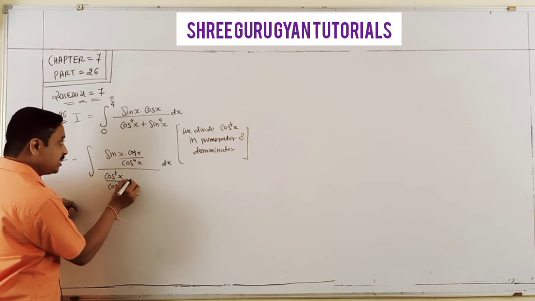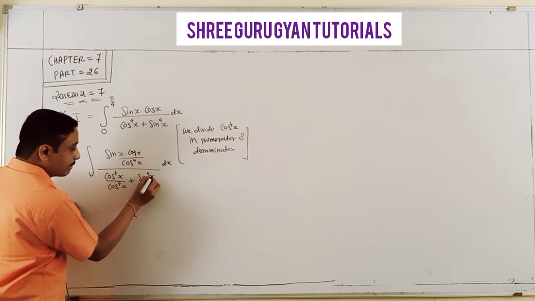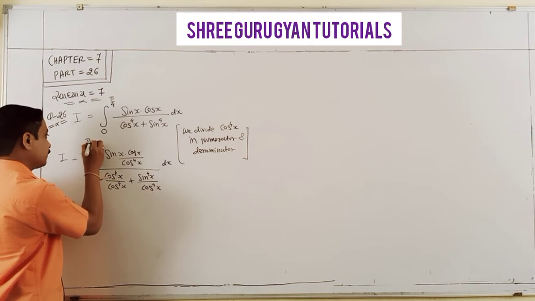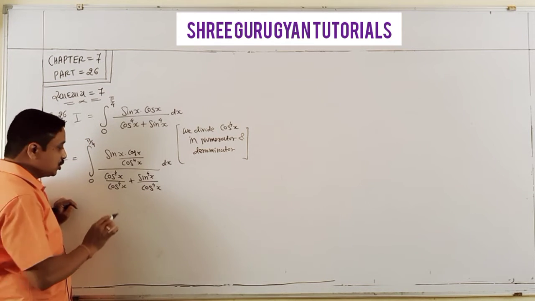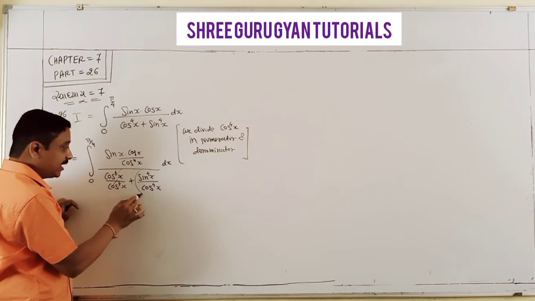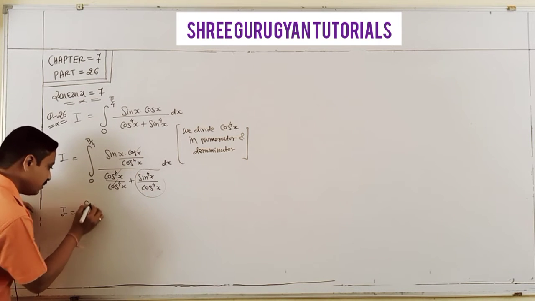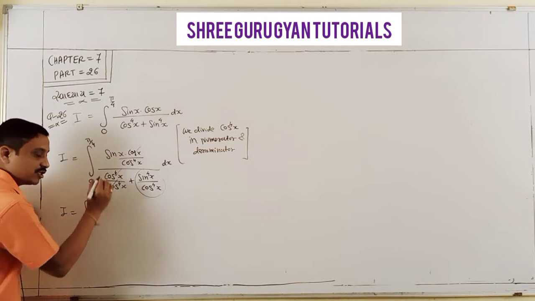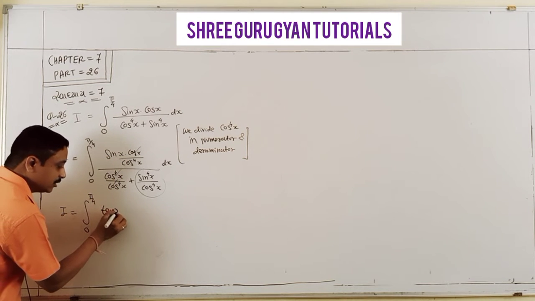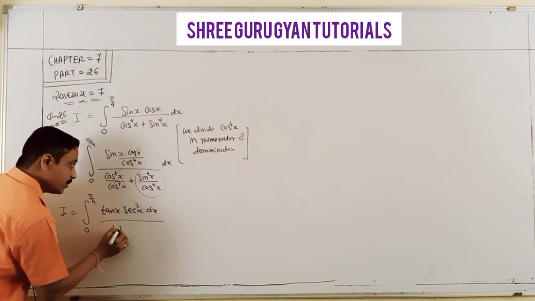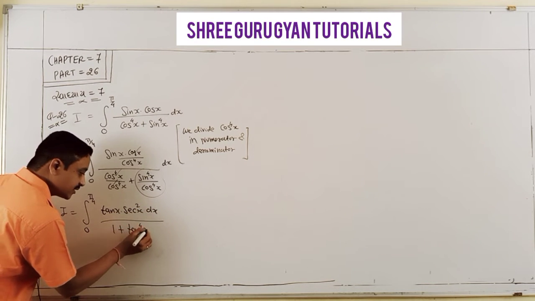because we are converting indirectly to tan, and the limits 0 to 45 stay as they are. Surely it cancels here, and that also cancels. So what you get here is integral 0 to pi by 4 of tan x sec square x by 1 plus tan to the 4 x.